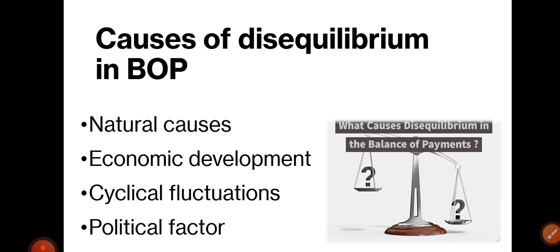Next factor which is responsible may be political factor. Political factor means things like government expenditure in foreign countries, political instability, political relations with other countries, or unification of a country, which may cause disequilibrium in balance of payment.